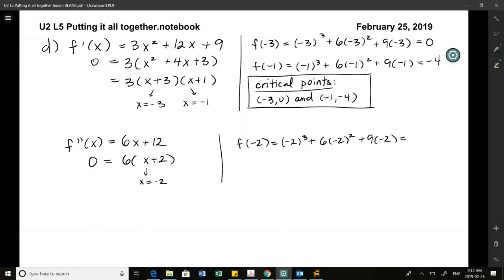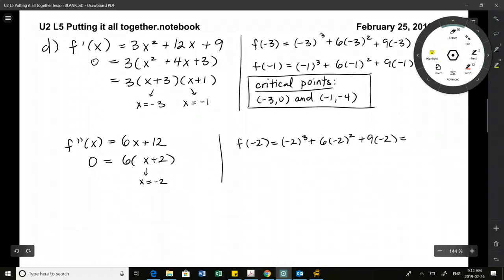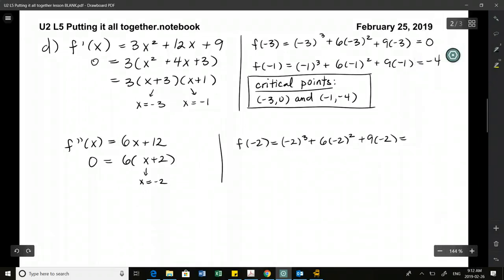Negative 2? Yeah? Did you get negative 2? No, I think I did it wrong. Okay, let's get some consensus here. I just did it in my head, so. Okay, I think I'm right. Negative 2 it is. I actually have the answer right next to me, so I could check. Yeah, it's negative 2. Point of inflection.